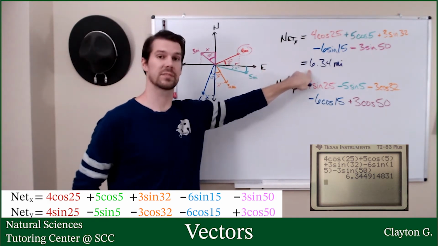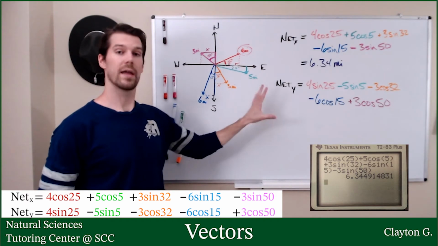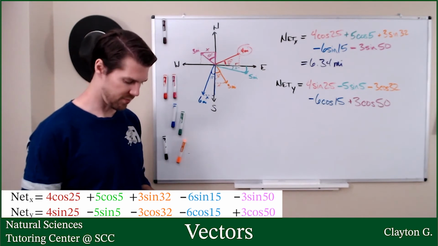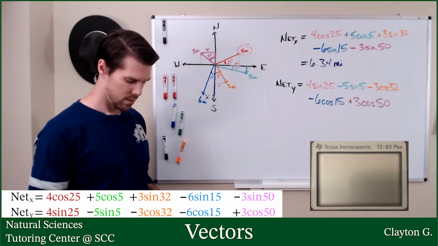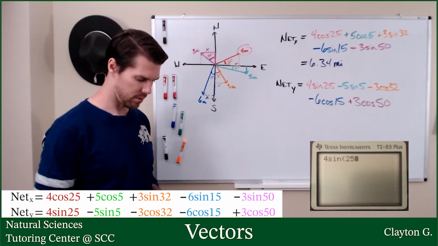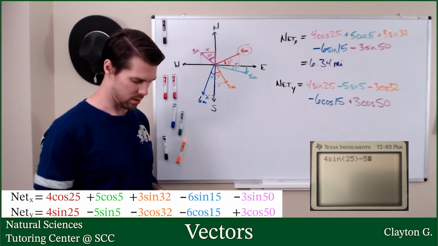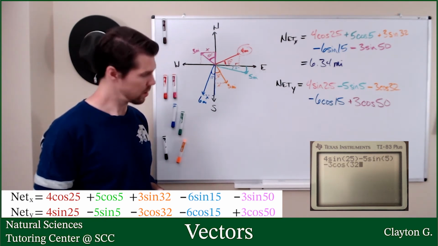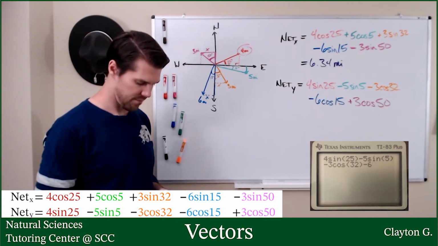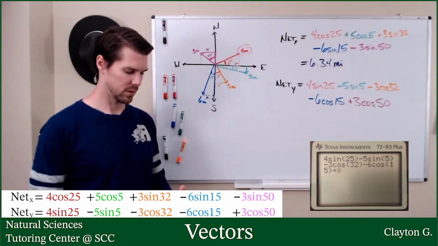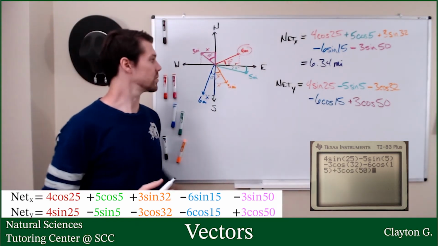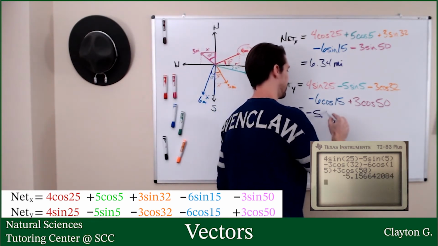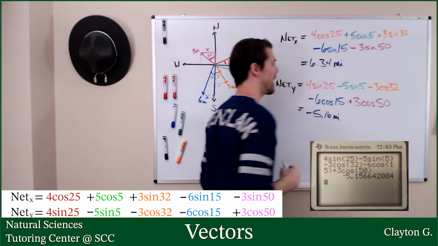That is positive 6.34. All right, let's do our net y equation now. So we'll add all these together, do a little calculator work, and see what this comes out to. So we have 4 sine 25 minus 5 sine 5 degrees minus 3 cosine 32 minus 6 cosine 15 plus 3 cosine 50. Okay, so for our net y, this equals negative 5.16, and again, this is miles.